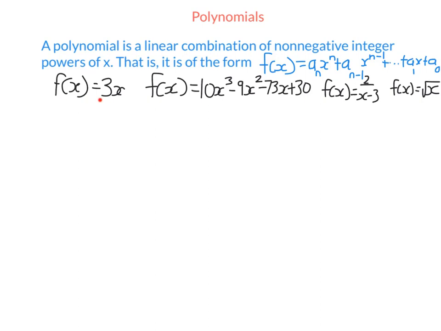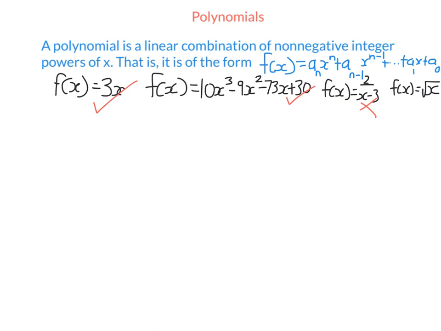So for f(x) equals 3x, we usually call polynomials f of x. So f(x) equals 3x, that is a polynomial. The only power of x here is x to the power of 1. Well, that's a positive integer, no problems. This here is a polynomial as well, because the only powers of x, 3, 2, 1, are positive integers, and there's a constant as well. So this third one here, this is a function, but it's a hyperbola. Hyperbolae are actually not polynomials.